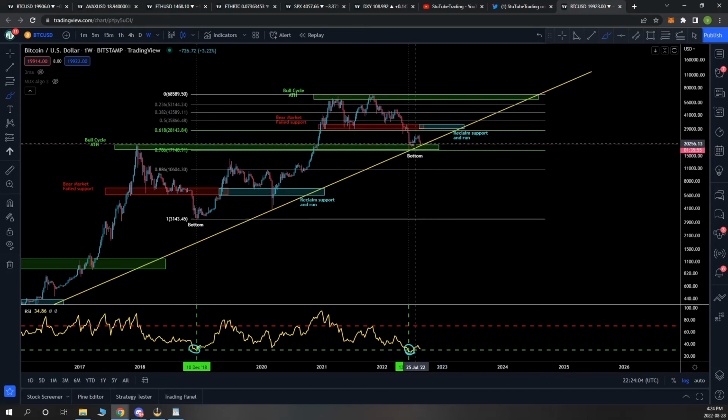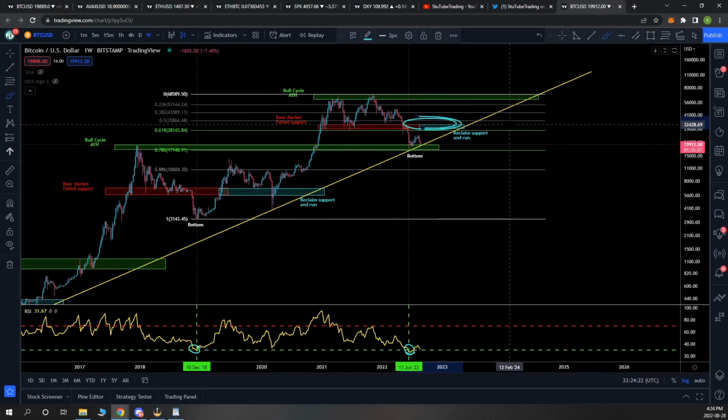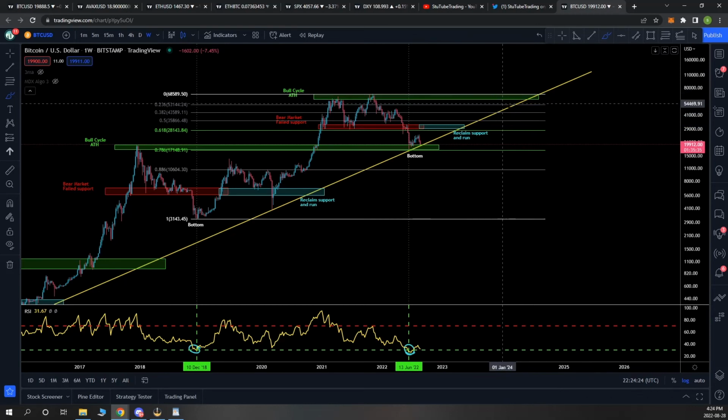But I don't think that's really confirmed until we do reclaim this old support box, which we failed. I think as soon as Bitcoin does eventually reclaim this red and blue box here as support, I think things are going to get real juicy to the upside real quick in that situation. As soon as we reclaim this, I will be trying to spot buy everything that I possibly can.